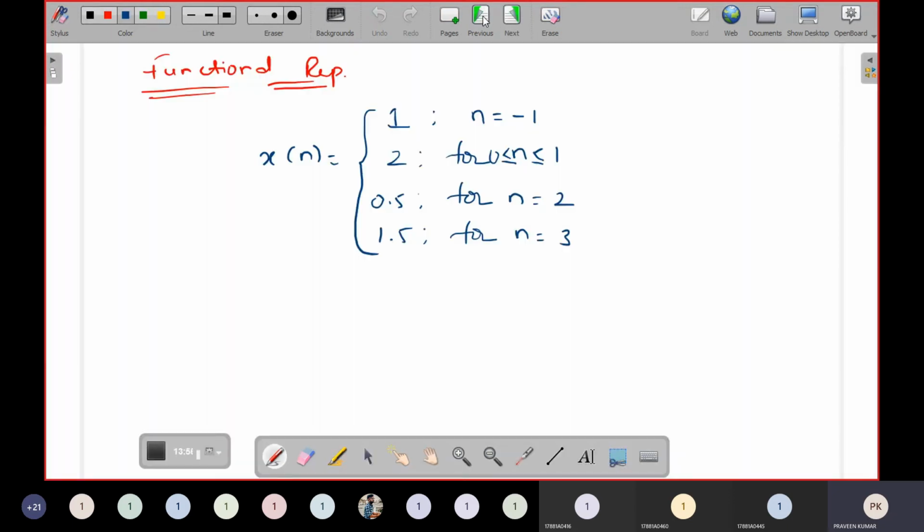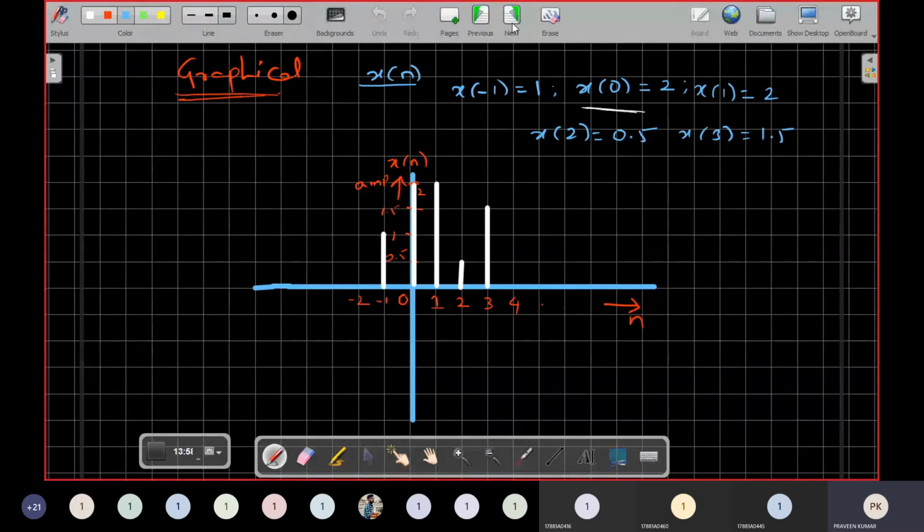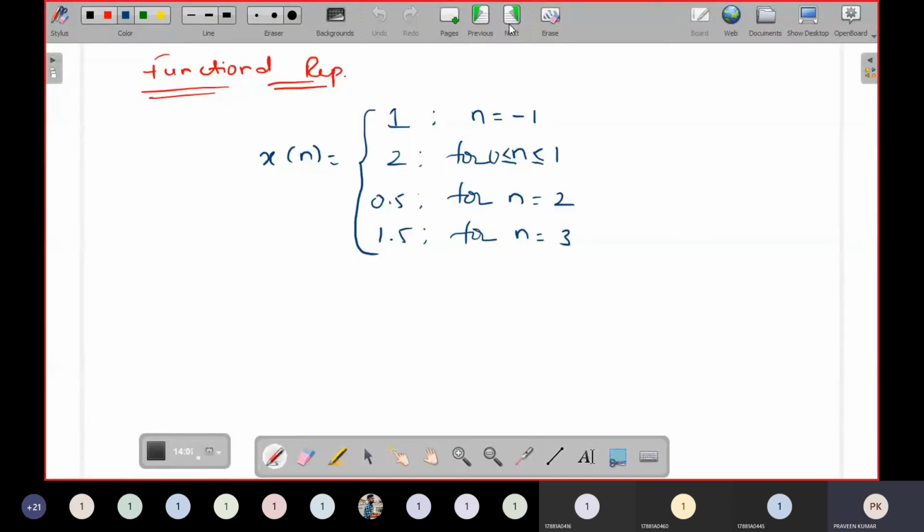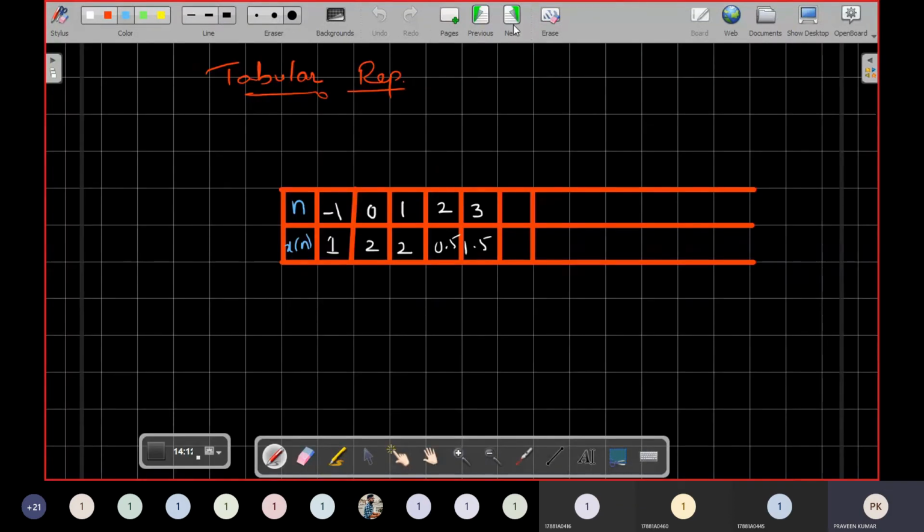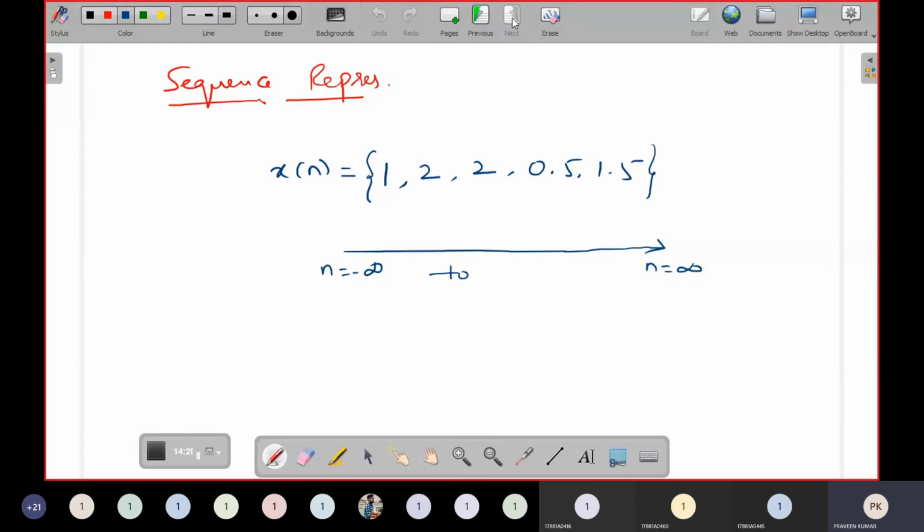So see the previous 3 representations, starting from graphical. By seeing this, we can say our signal exists from n is equal to -1 to 3. Again, by the functional also, we can say our signal exists from n is equal to -1 to 3 and corresponding amplitudes. Even from the tabular, directly we can say our signal exists from n is equal to -1 to 3 and corresponding amplitudes. But in the sequence representation, we have only the 5 amplitudes. Those 5 amplitudes of signal could be at n is equal to 0 to 4, those are 5 times, or n is equal to -1 to +3, again the 5 times.